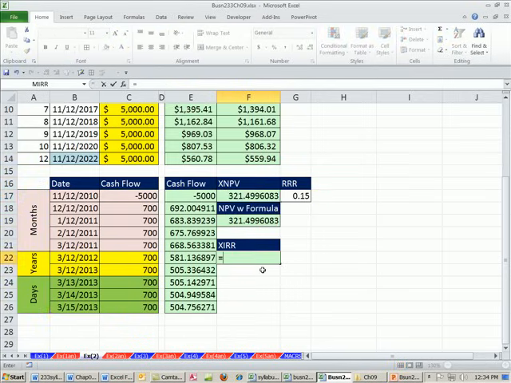Finally, we could do our XIRR. Just the values, times 0, and the dates. Now that would be hard to calculate by hand. I'm sure glad that's XIRR. All right, that's a lot about the amazing functions XNPV and XIRR. We'll see you next video.